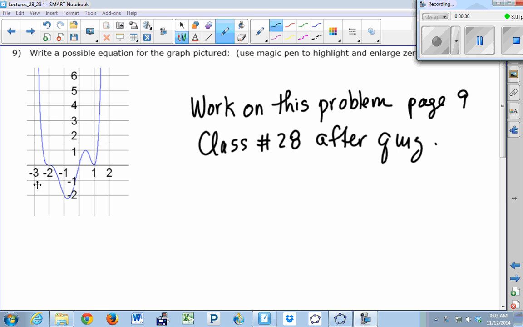So when we look at a graph like this, before you even start, so you have a little bit of a check for yourself, can you tell whether this is an even degree or an odd degree? Even, because both arms are going in the same direction. So before we even start to try to come up with a possible equation, we know it's an even degree function.